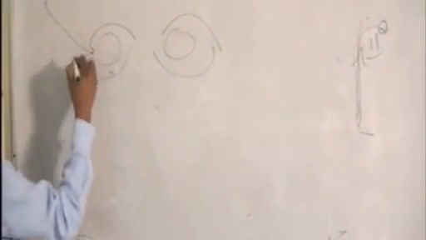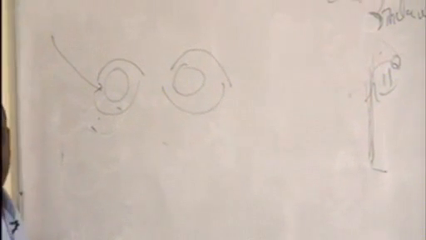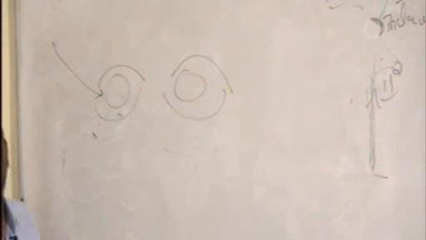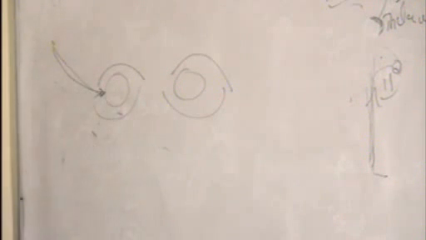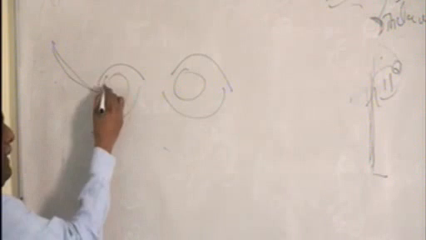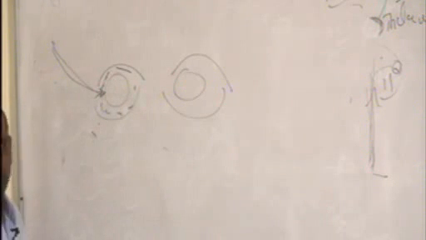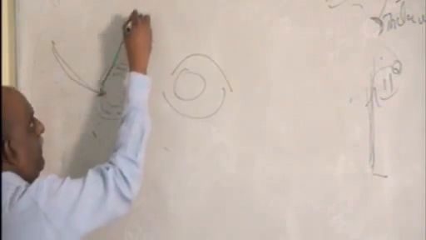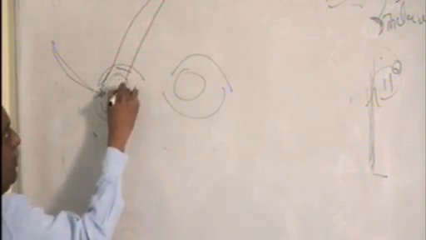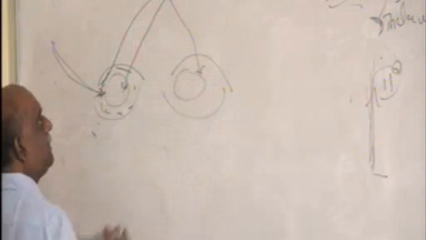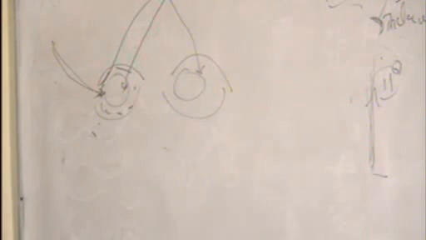Now doctor, if you touch the eye, what is the sensory supply of this eye? Trigeminal, the 5th cranial nerve. So the 5th cranial nerve will go and tell the 7th cranial nerve to close both the eyelids.